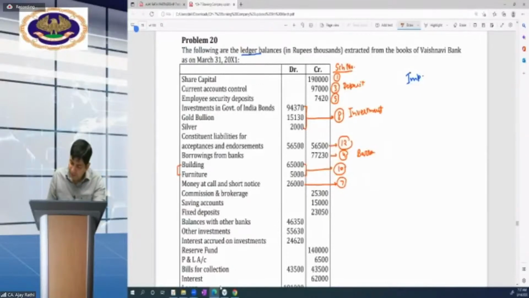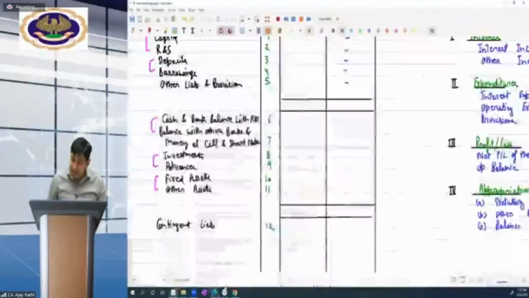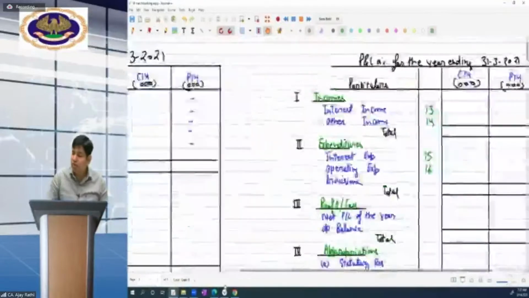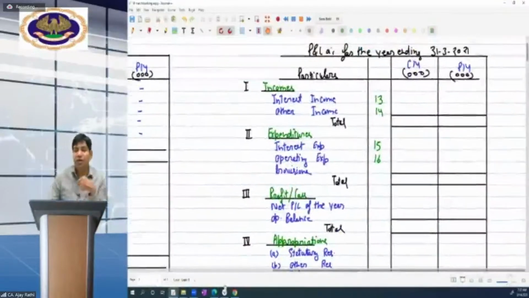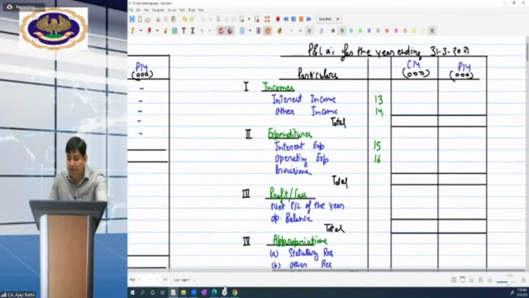Okay, beta. Next one. Commission, brokerage, savings, commission brokerage. Beta, what is that? That is income for the bank. You know, on the credit side, it has been given and it is the income for the bank. Beta, where will you put it? There are 4 schedules for income, starting from 13, 14, 15, 16. These are the profit and loss account schedules. Where will you put the figure? Is this income from interest or other income?